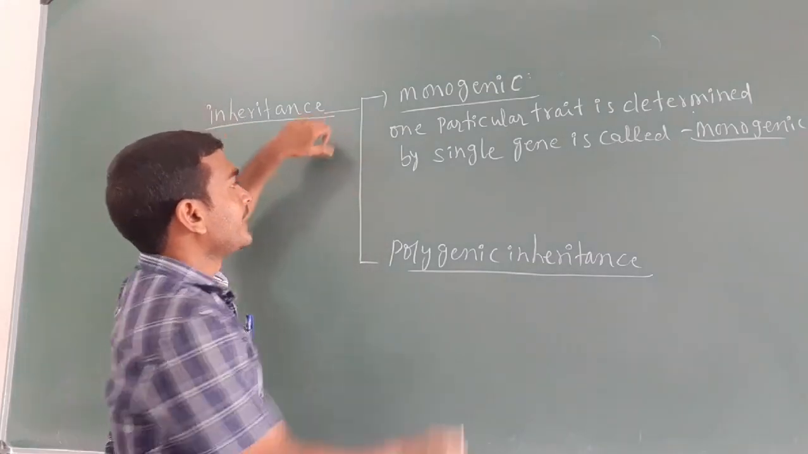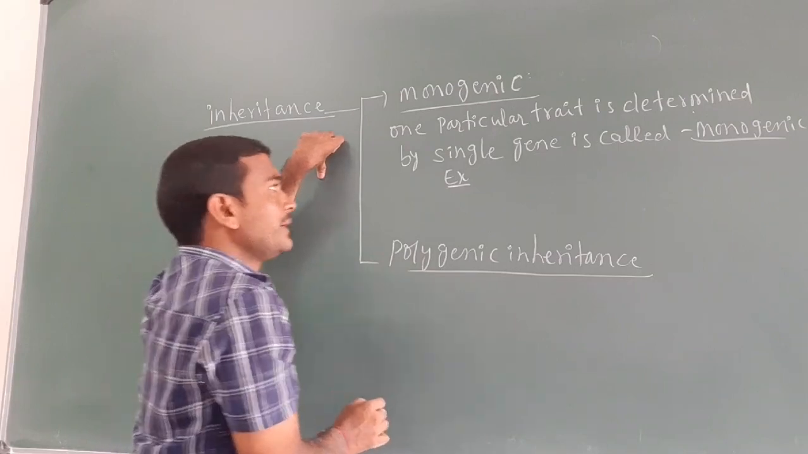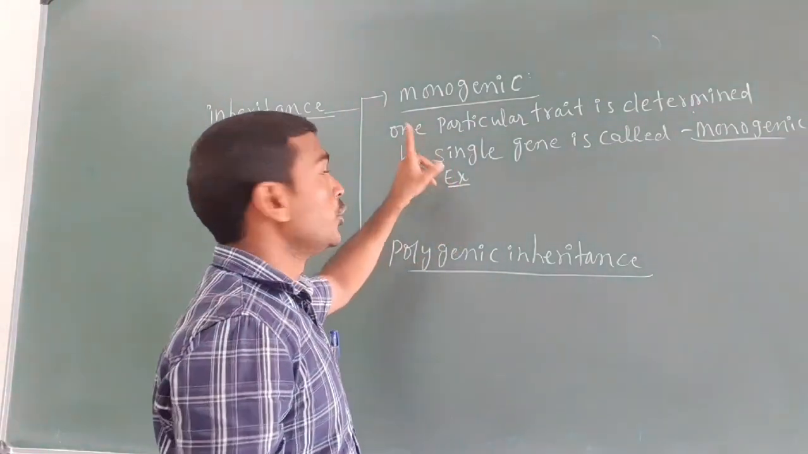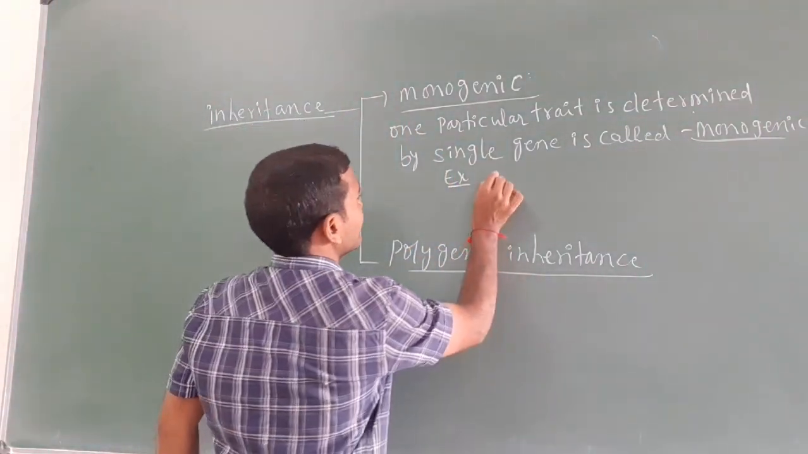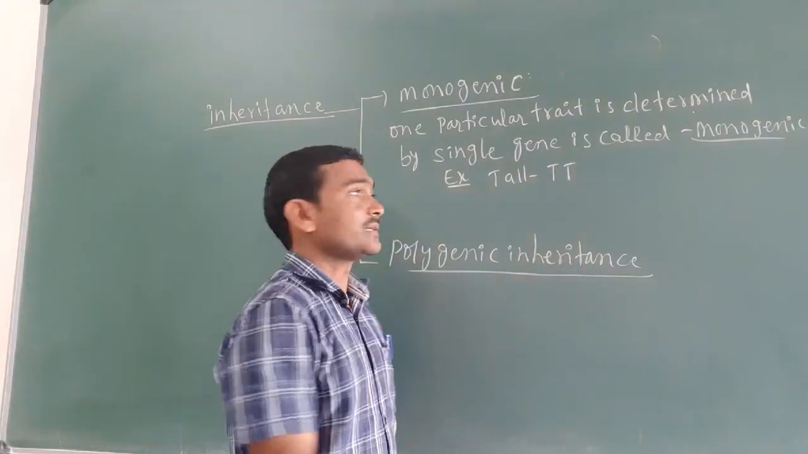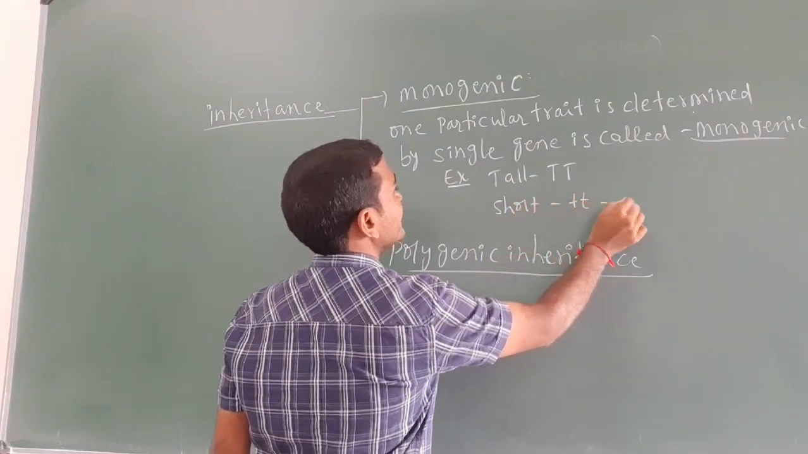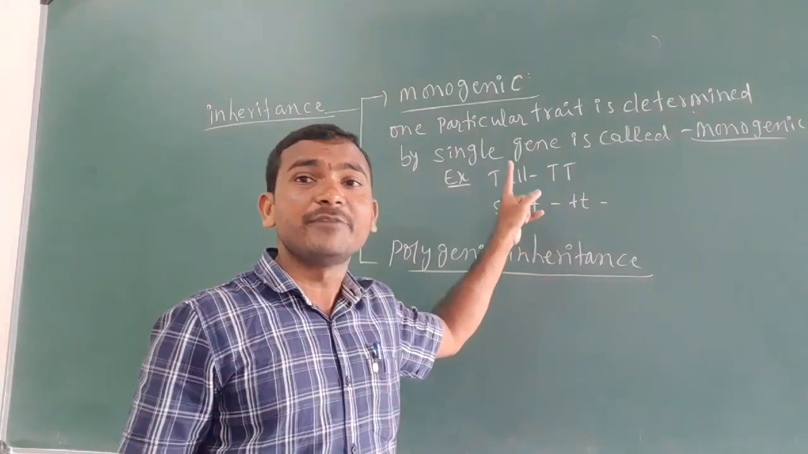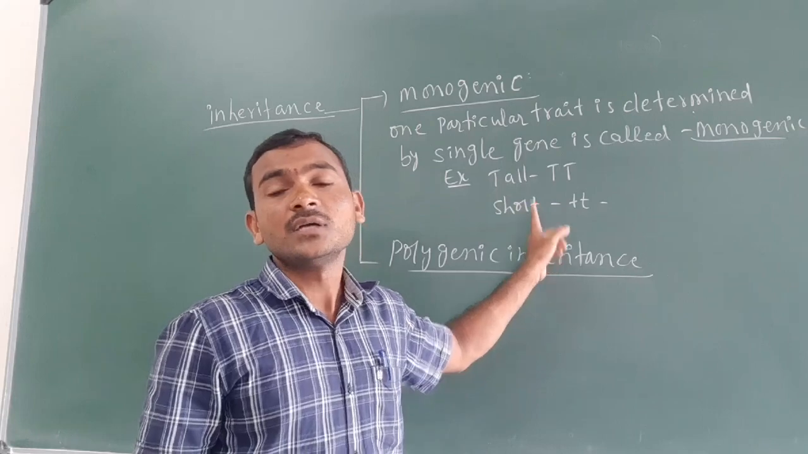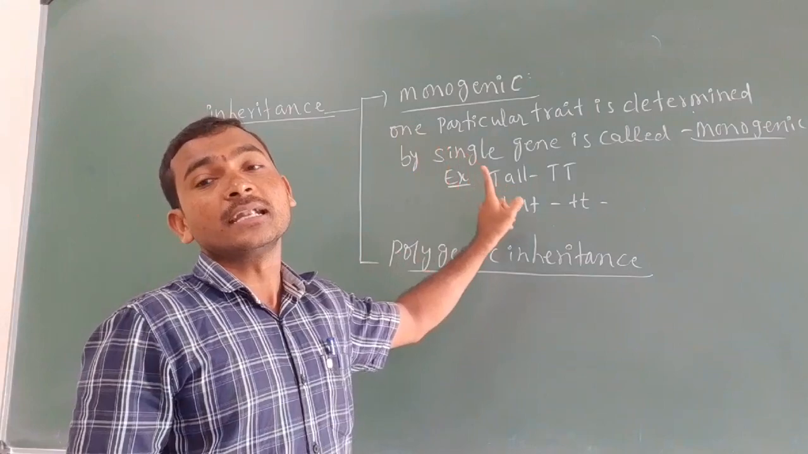For example, according to Mendel, all the Mendelian disorders are monogenic disorders. You can take tall: tall is determined by capital T and capital T, and short or dwarf by small t and small t. There is no intermediate form. Either it is tall or short.